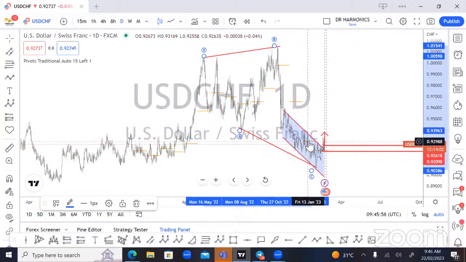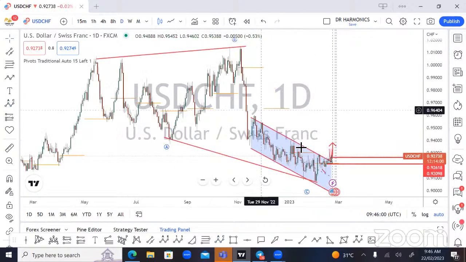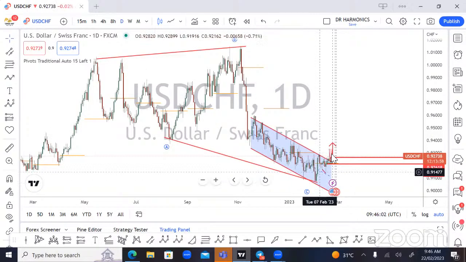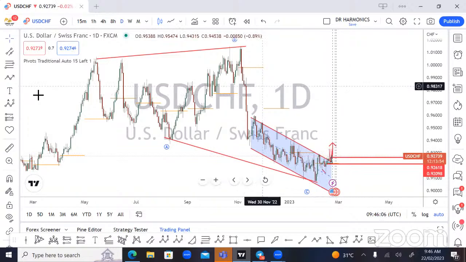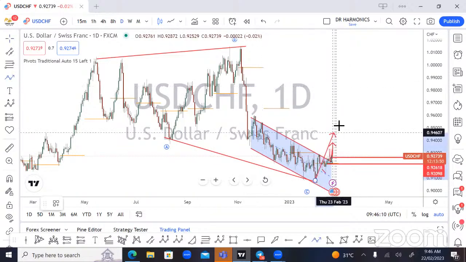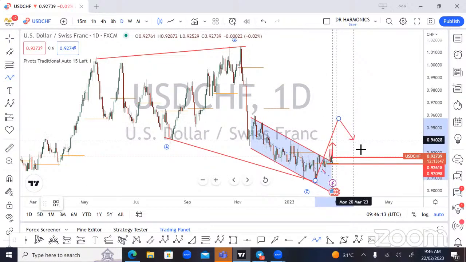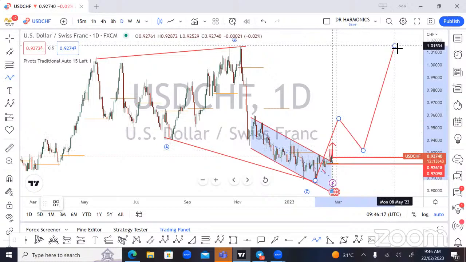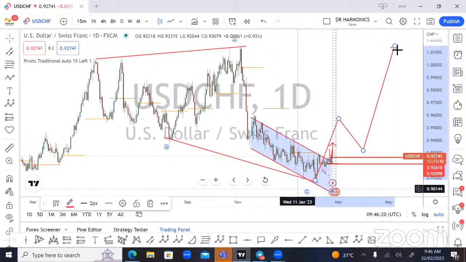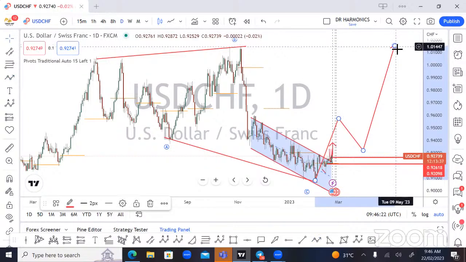Now the C formed an ending diagonal. Those who have done Elliott wave will recognize it. There was a break of the ending diagonal, which means this one is coming. This one might form a harmonic pattern. It's possible, and it might continue. I don't expect it to go straight like that. It might form a harmonic pattern to hit the levels.